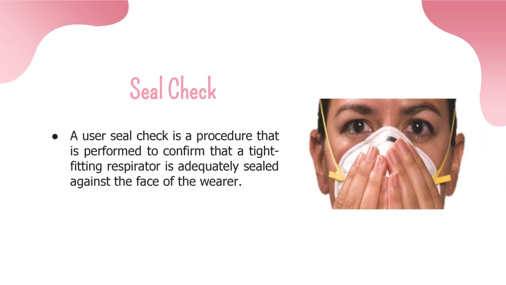I am Marian V. Saniza and I will be talking about performing a seal check. A user seal check is a procedure that is performed to confirm that a tight-fitting respirator is properly sealed against the face of the wearer. Each wearer of this type of personal protective equipment, or PPE, must perform a user seal check whenever he or she puts on a tight-fitting respirator.